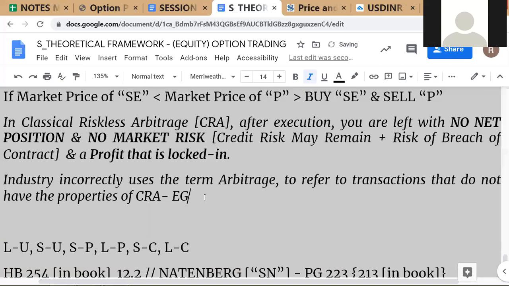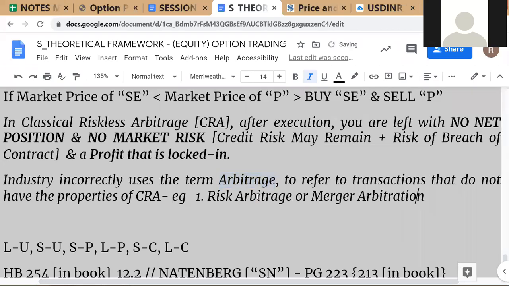Let's look at the first example. Here ARB stands for arbitrage. Okay, it's not arbitration, it's arbitrage. So the first one is risk arbitrage or merger arbitrage.